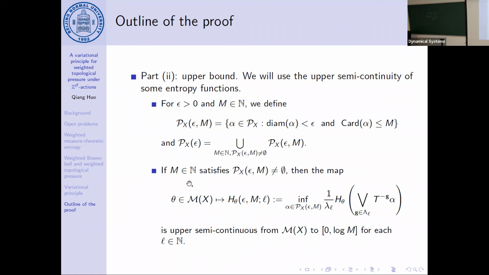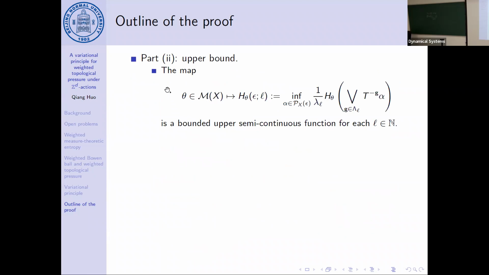And if for a natural number m, the epsilon-m partition is not empty, then this map, for theta belonging to the probability space, capital H theta is defined by the infimum of this quantity, and the infimum is taken over all partitions belonging to the epsilon-m partition. This map is upper semi-continuous for each L.